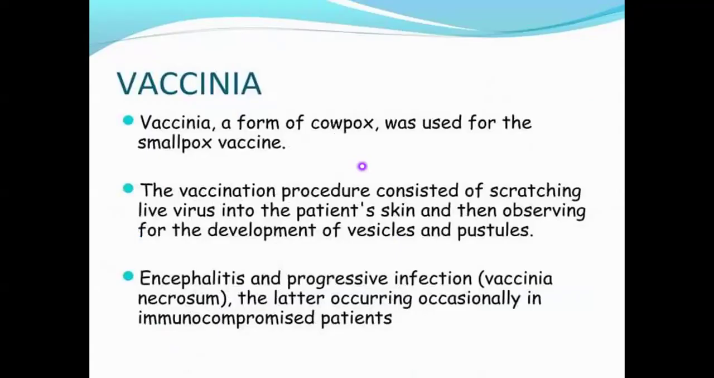We had seen this. Vaccinia, a form of cowpox that was used for the smallpox vaccine. The vaccination procedure consisted of scratching live virus into the patient's skin, then observing for development of vesicles and pustules. Complications include encephalitis and progressive infection, vaccinia necrosum, the latter occurring occasionally in immunocompromised patients. Okay, so we saw that use of cowpox was protective against smallpox.